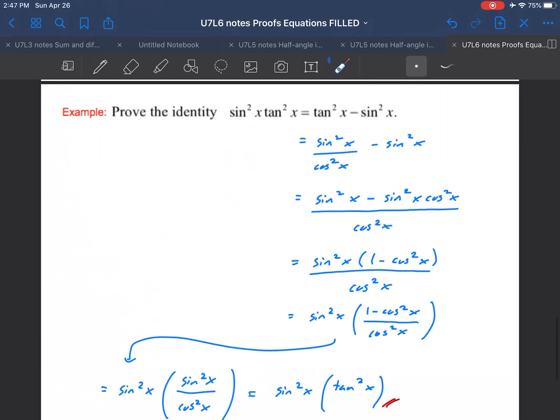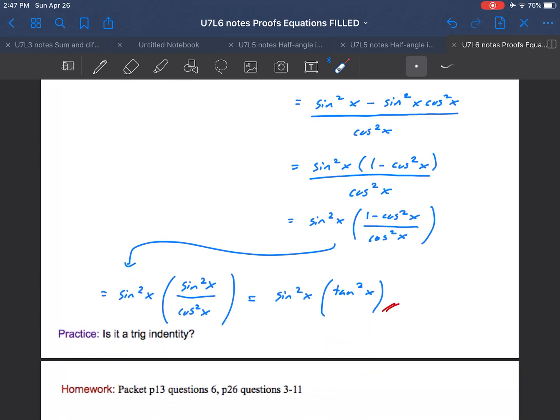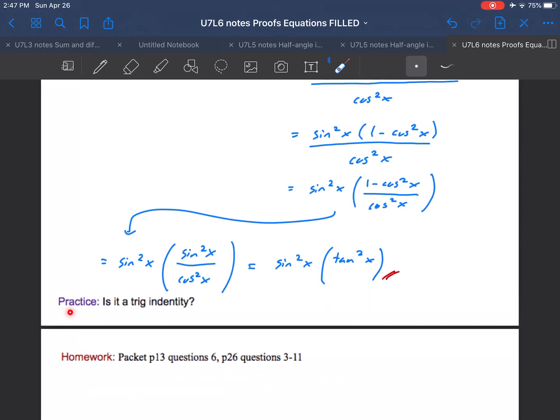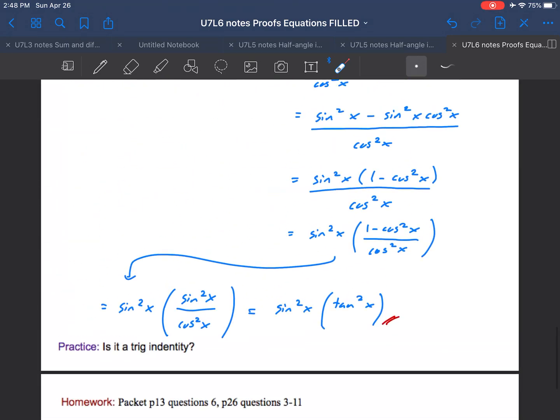All right. So hopefully that's useful, guys. We're going to have some practice for you. There's a worksheet called Is It a Trig Identity that we'll attach. And then we'll also put this packet page that's homework, 2 pages actually, page 13 and page 26, up and available for you too. Okay?